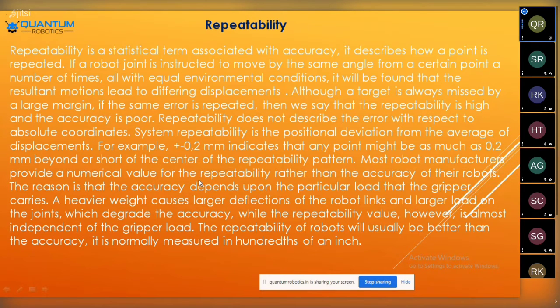Most robot manufacturers provide a numerical value for the repeatability rather than the accuracy of the robots. The reason is that the accuracy depends upon the particular load. Accuracy depends on the load variance. How is the load applied? By using a torque condition in the motor, giving weights in the particular torque.